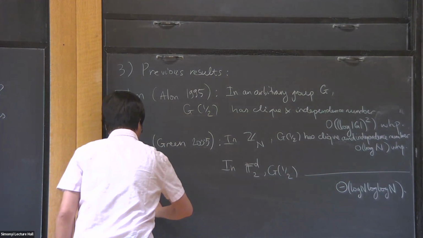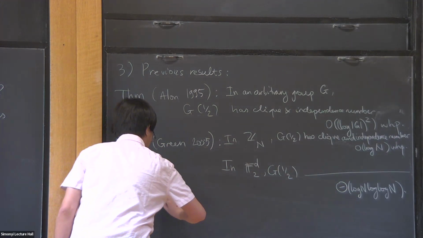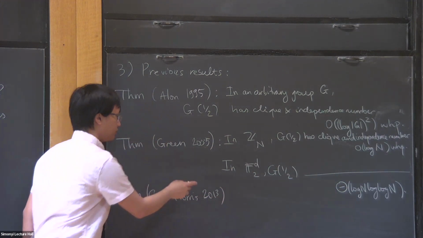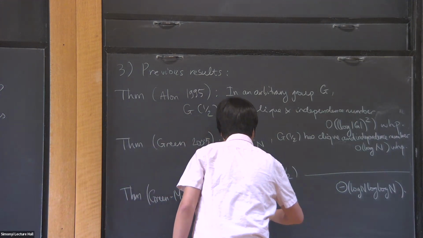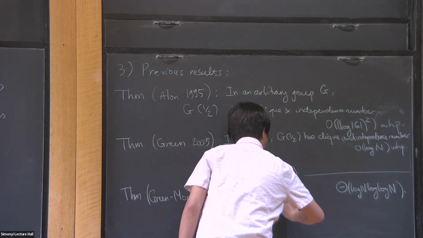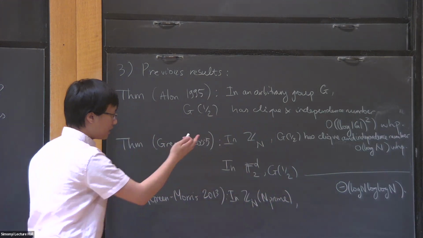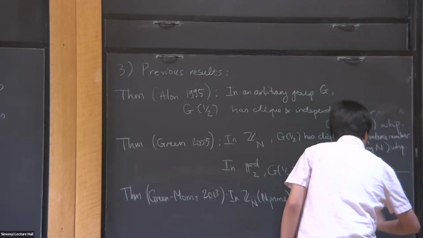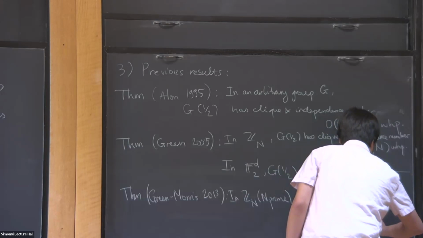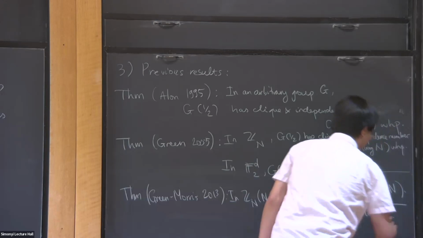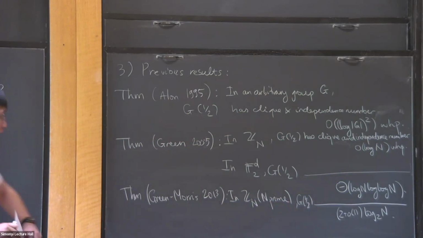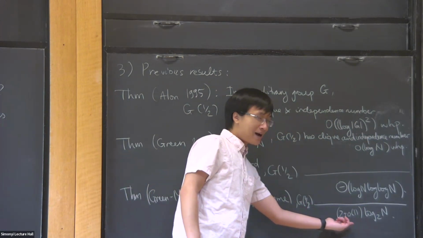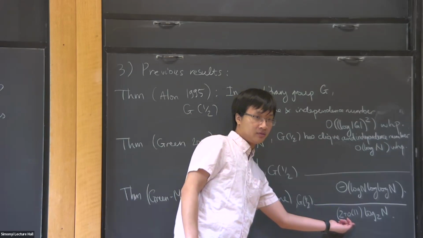Then later, with Robert Morris, he shows that in Zn for n prime, we can actually nail down the clique and independence number much more precisely. So G1 has clique and independence number (2 + o(1)) times log base 2 of n. So now in a prime cyclic group, we see that the uniformly random Cayley graph actually has clique and independence number matching that of the Erdős-Rényi random graph.